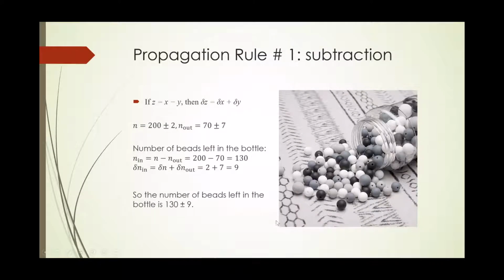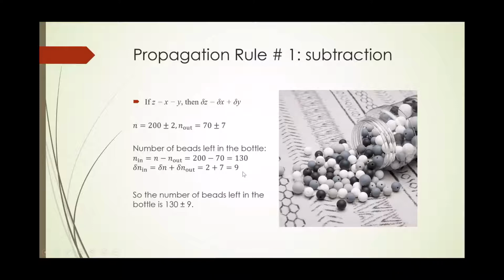When you do subtraction, say these bees, the manufacturer says there are 200 plus minus 2 inside, and you pour some bees out, 70 plus minus 7. I did a rough count of this picture. So now you're taking a difference, and you say there are about 130 bees left in the bottle. The uncertainty of this number is not 2 minus 7. It's not 7 minus 2. It is the sum of the absolute uncertainties. So 2 plus 7, which is 9.